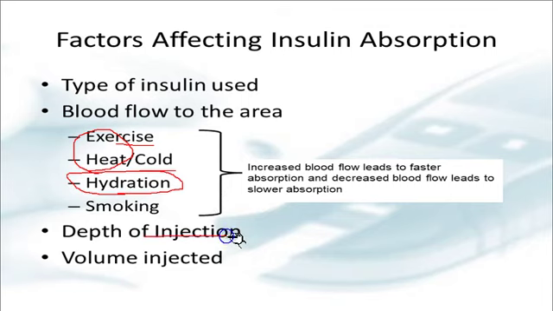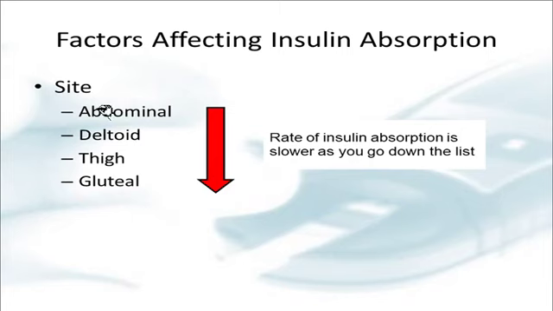The depth of the injection may affect the absorption of insulin. Depending on how deep you inject, the insulin may be either rapidly absorbed or more slowly absorbed. And the volume injected will also affect how quickly or how slowly the insulin is absorbed. It's worth noting that the abdominal and the deltoid areas have the fastest rate of absorption, and the thigh and of course the gluteal area have the slowest rate of absorption. Alright, and that's essentially the insulin lecture.